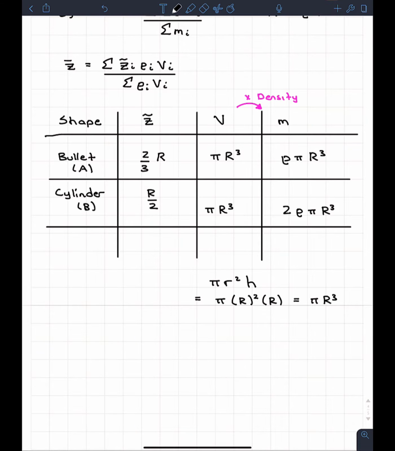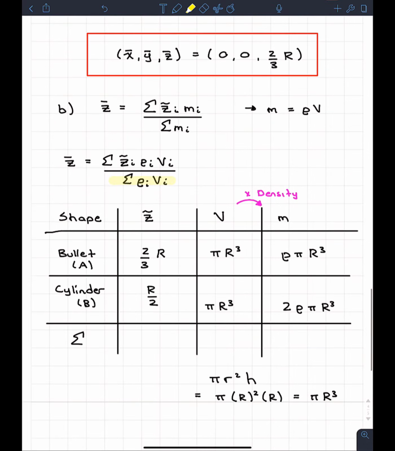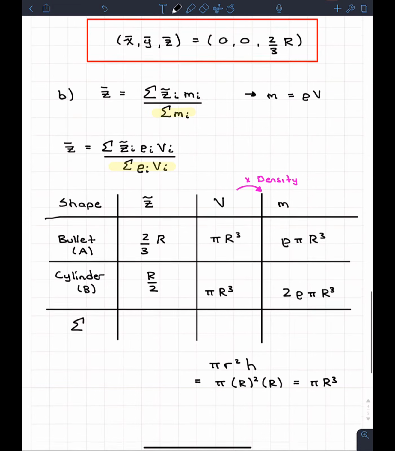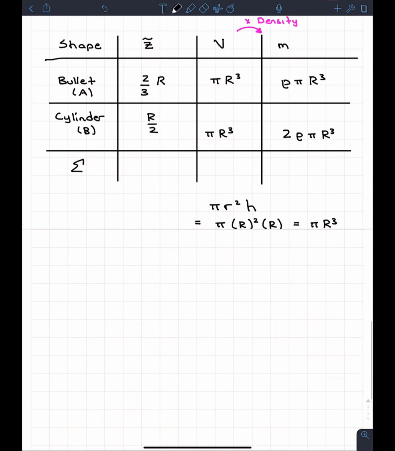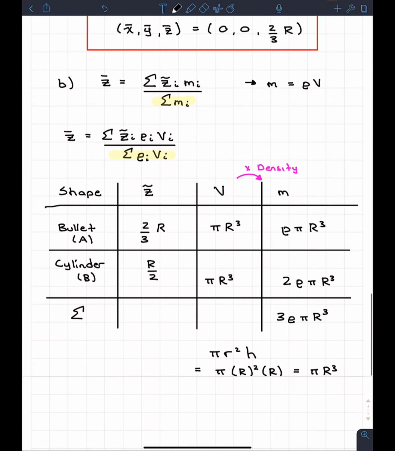Alright. So now looking down here, we're going to take the summation, because as we can see, and I'll highlight this, the bottom of this formula is the summation of mass. So this is one of the things that we should probably sum, is that last column full of mass. And when we do that, we get 3 rho pi r cubed. So this is one of the things that we're going to need in the formula. But if we look, we still need the top part, which is going to be z squiggle times mass.